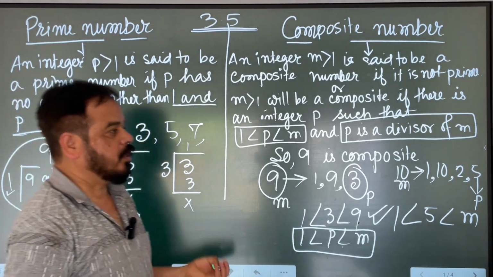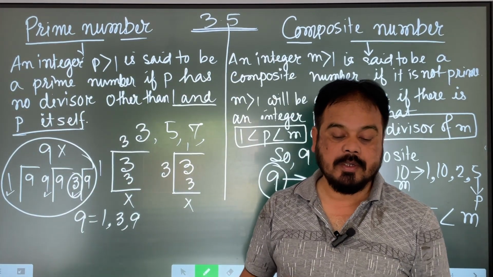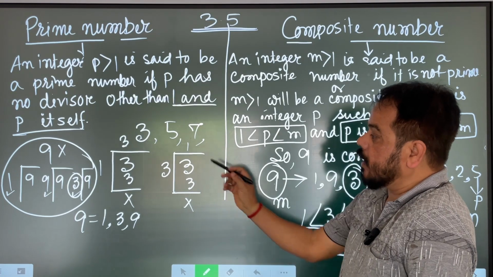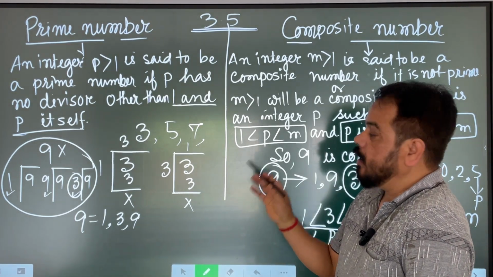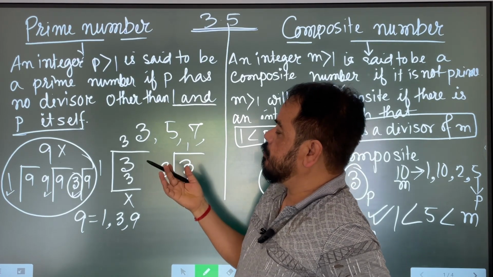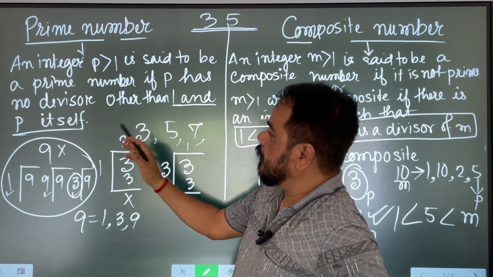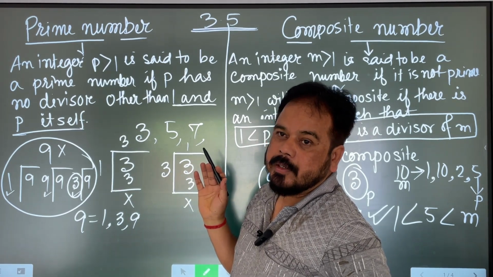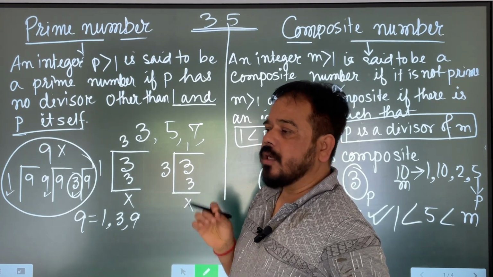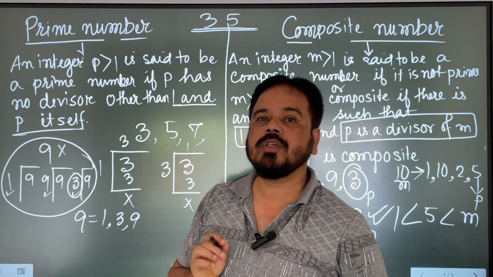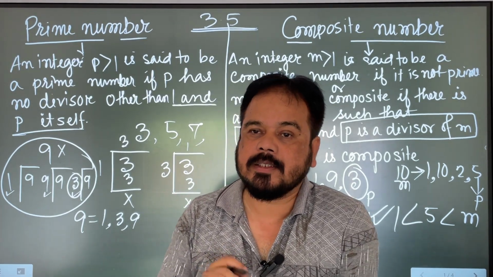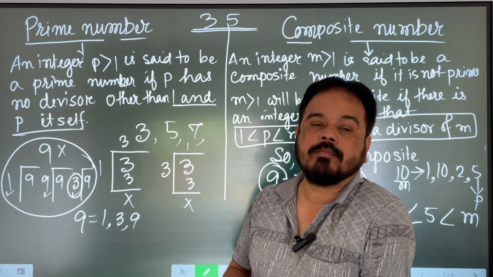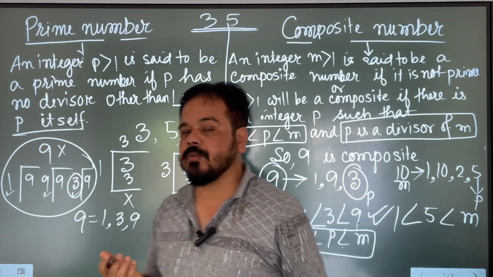So it is very clear what is prime and what is composite. Please take it very seriously, the definition of prime number and composite number with examples. If any number cannot be divided by any other number except 1 and the number itself, then that will be a prime number. 19 is prime. Why? Because 19 we can divide by 1 and 19 itself. 19 is not divisible by any other number. So 19 is prime. 23 is prime, because 23 we can divide by 1 and 23 itself.